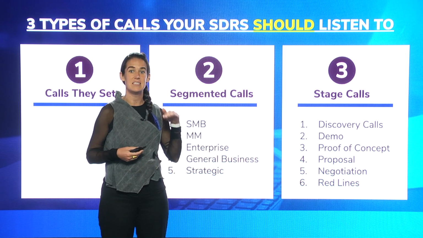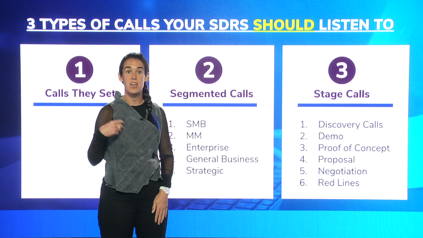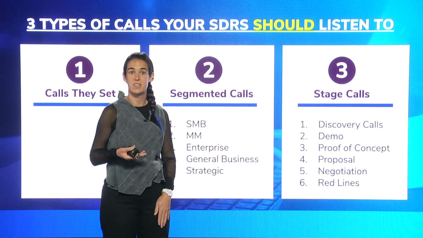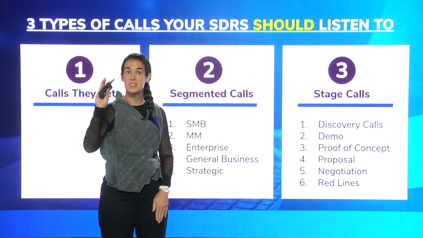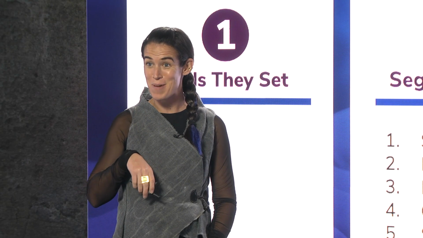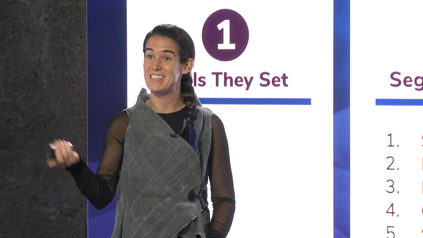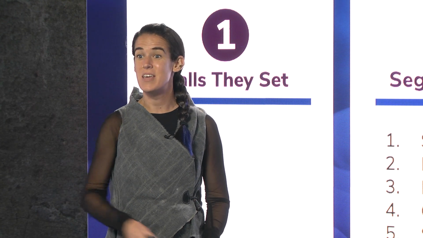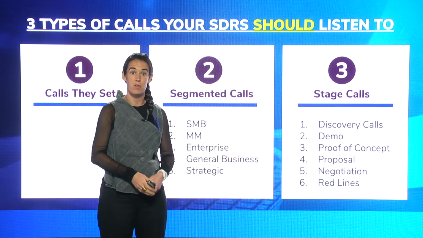So SDRs can listen to different stage calls, and they can use a smart playlist in Chorus, for example, to say, I want to know all the discovery calls for SMB deals, and they can be kicked into there in an automatic fashion. So your SDRs don't even have to think about which calls to select. They can just go to a smart playlist that you can build for them.